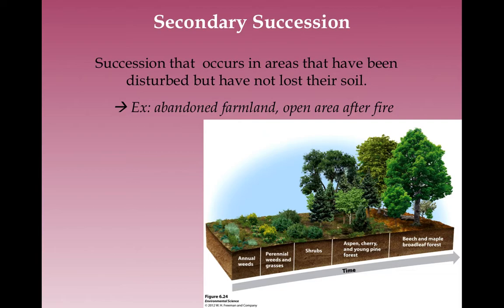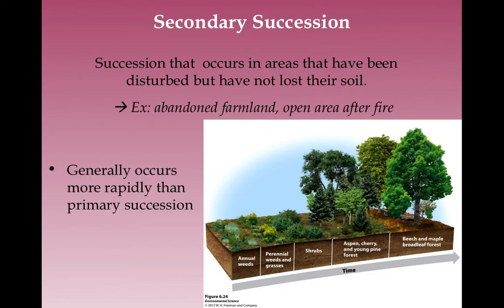So maybe an area where there was a big fire or a hurricane, sometimes even abandoned farmland where succession has been prevented from taking place because of the constant planting and mowing and tending of all the fields, and you're basically preventing any trees from taking place as you weed and create an agricultural field. So, of course, secondary succession would occur more rapidly than primary succession.